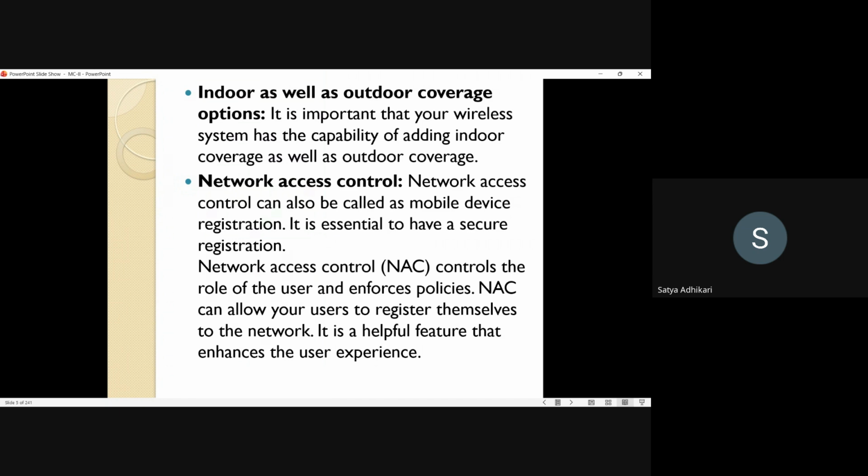NAC, Network Access Control. Network Access Control can also be called mobile device registration. It is essential to have a secure registration and network access control of the role of users and enforce policies. NAC can allow the user to register themselves to the network. So when a user is registered to a network, it belongs to that network and any communication takes place using that network. It is a helpful feature that enhances the user experience.